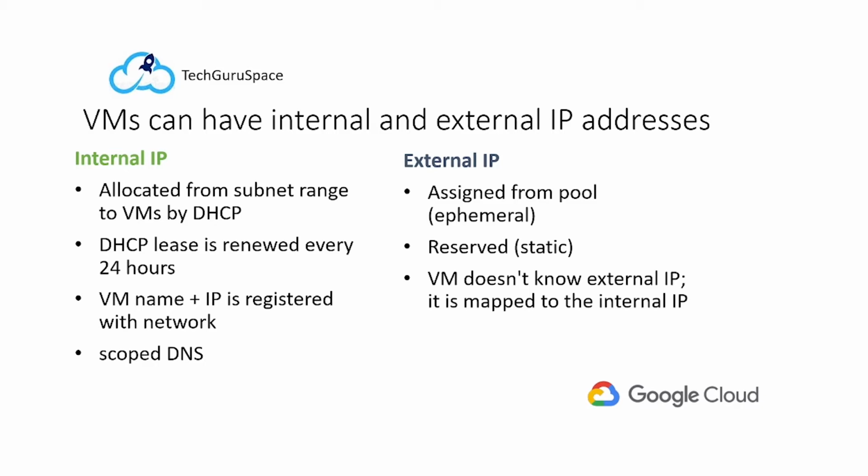So, regardless of whether you use an ephemeral or static IP address, the external address is unknown to the OS of the VM. The external IP address is mapped to the VM's internal address transparently by VPC. Each instance has a host name, so that can be resolved to an internal IP address. This host name is the same as the instance name.